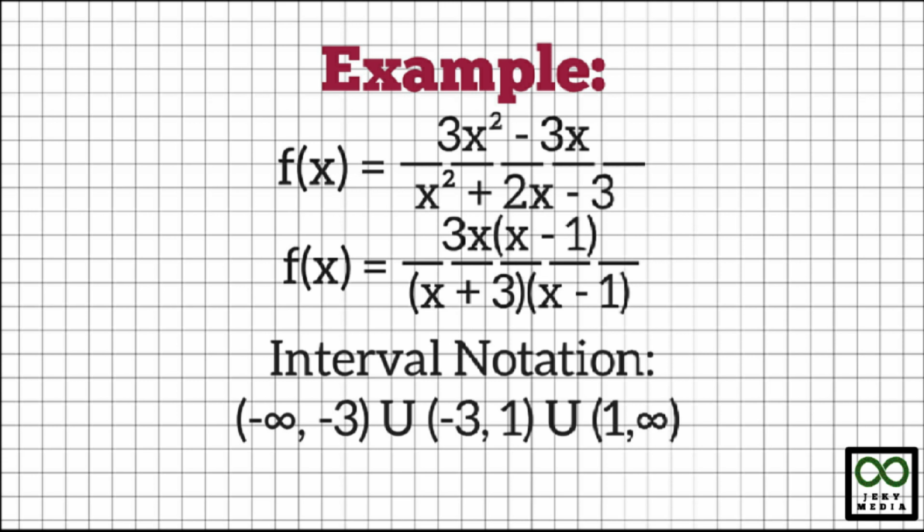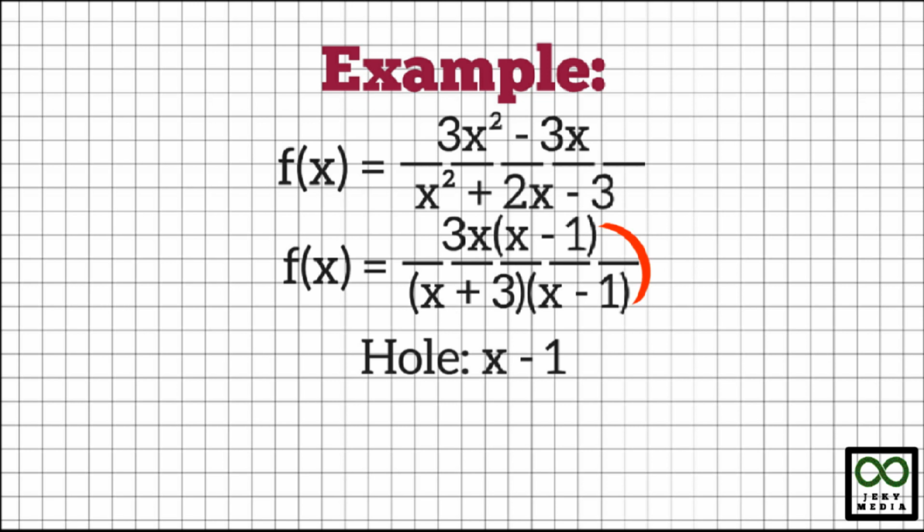Now, let's identify the holes or the removable discontinuity. Notice that a factor is common to both numerator and denominator, x minus 1. This suggests the presence of a hole. To identify the hole in the graph, let's equate x minus 1 to 0. Solving for x will give you x equal to 1.